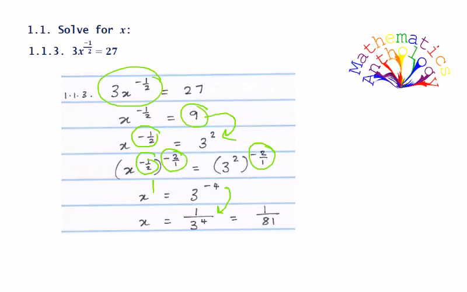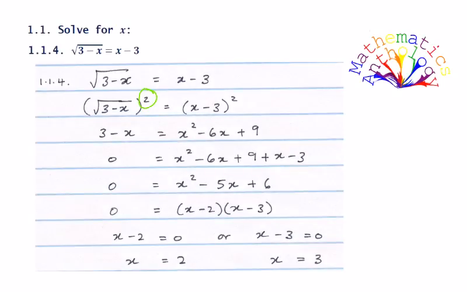So you'll end up with x is equal to 3 to the power of 2 times negative 2, which is negative 4. Now 3 to the power negative 4 is a negative exponent. You can write that as a positive exponent. It will become 1 over 3 to the power 4, which is 1 over 81.